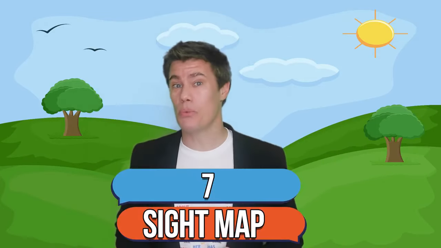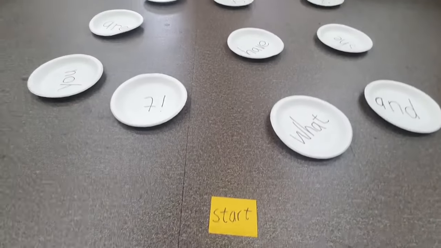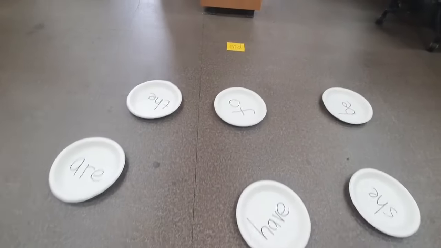7. Sight word map. Write down words on paper plates or cards. First, line the students up. Say a word out loud and a student should step on it. To make it even more complicated, place a beginning and an end. Students have to go from one side to the other by saying the word before stepping on the plate. And then you have to go to the start and make it through to the end.